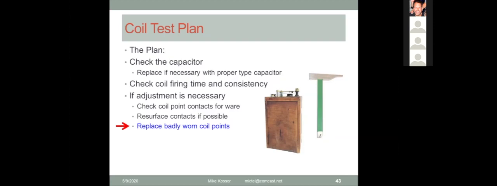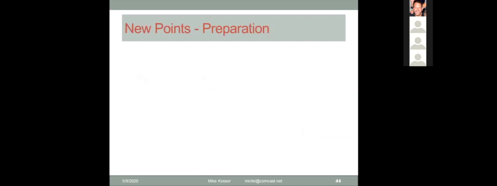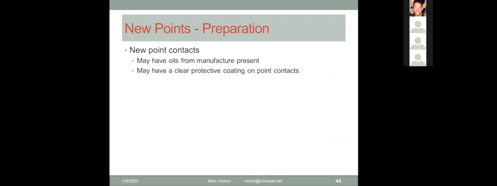So assuming we could not save the points by cleaning them up, we would have to replace them. So let's just run through what we would do with new point preparation. When you take new points out of the package, they may have some oil from manufacturing on them. They also may have a clear protective coating on the point contacts. They might look good, nice and shiny, but when they close, they make no electrical contact, no coil current flows at all, and you're scratching your head why.